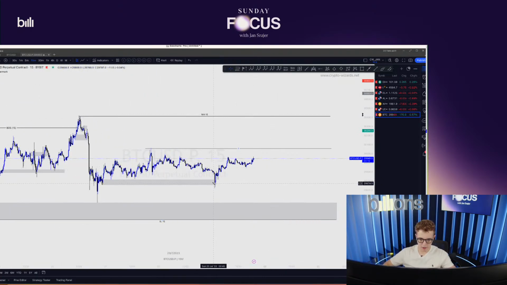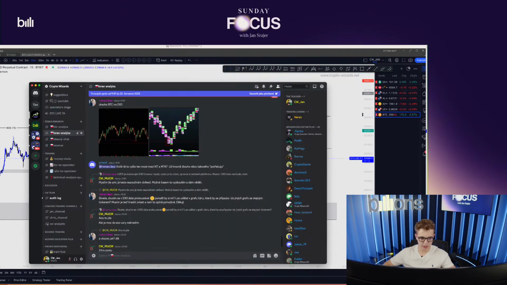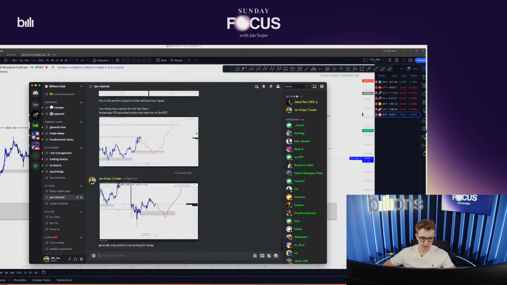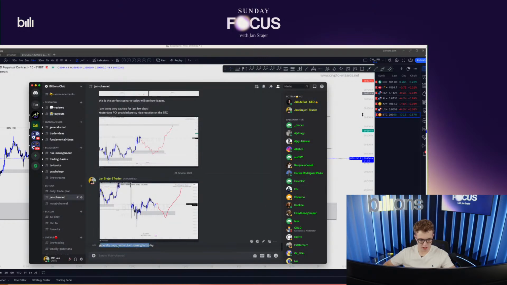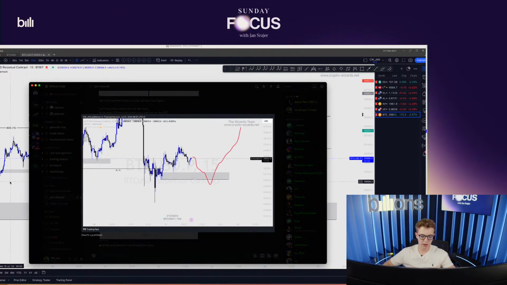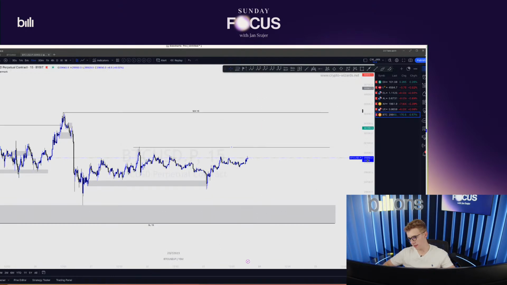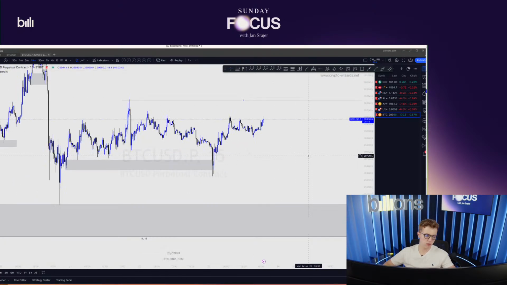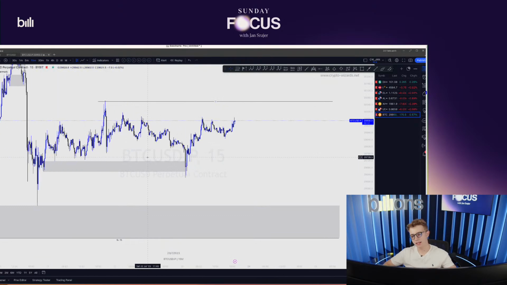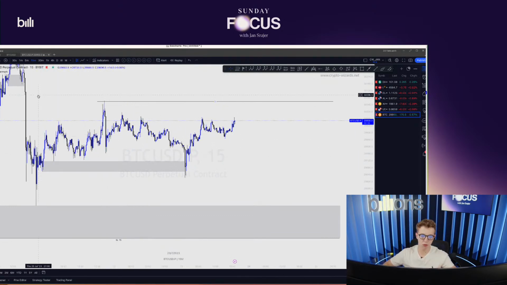This was the POI for Friday. If I show you on Discord, what I was posting to the channel, this was a pretty clear zone. I was saying generally only position I'm looking for today, right? So this was the only trade. Now you see how it played out. I think that we can all say exactly as predicted. Unfortunately, it was happening during the weekend, so I wasn't able to react to this level because obviously it was 1 a.m. my time, so I was asleep, but this zone was respected pretty well.